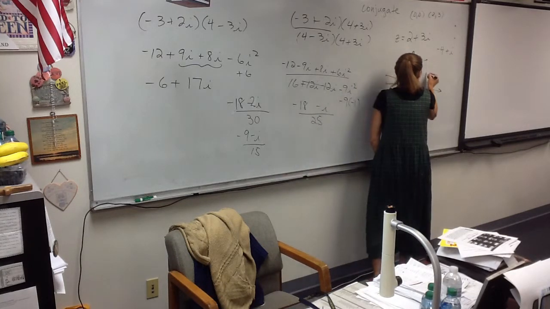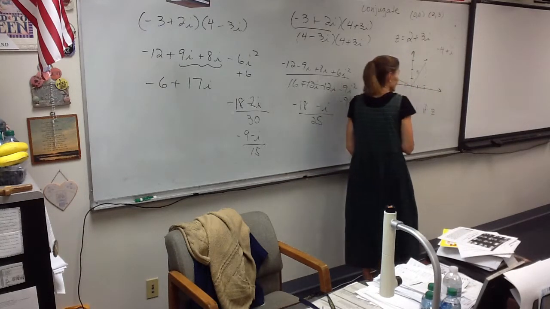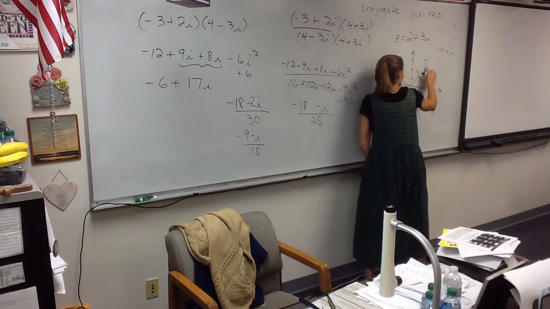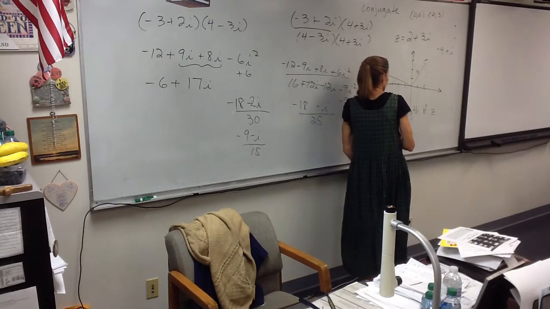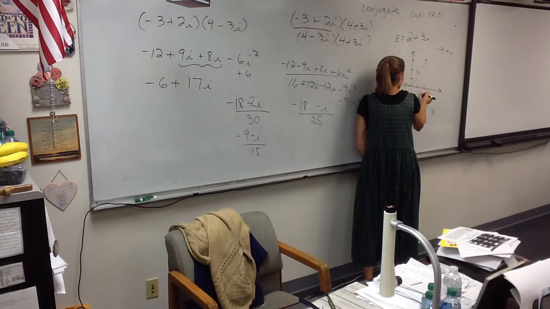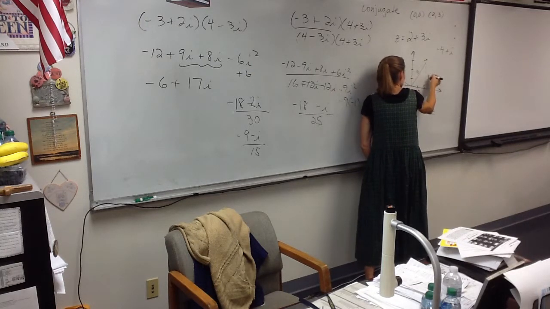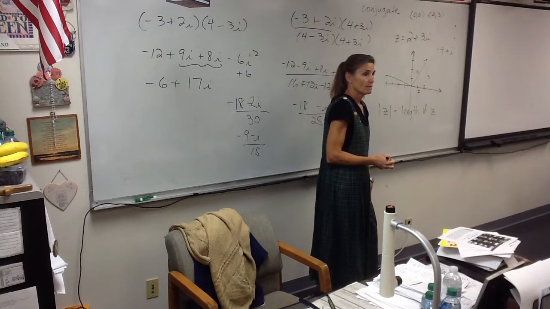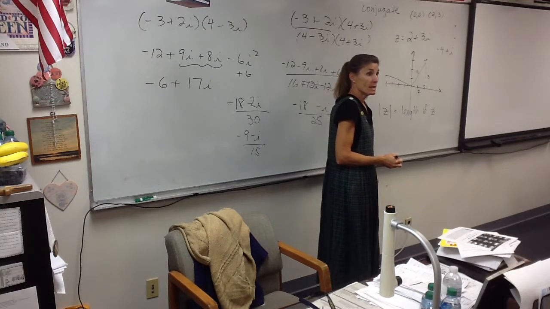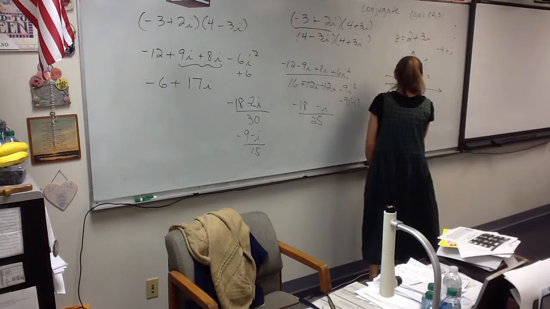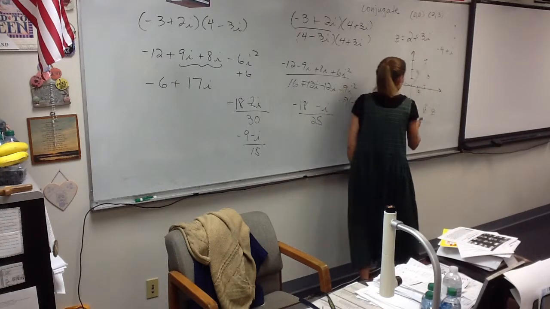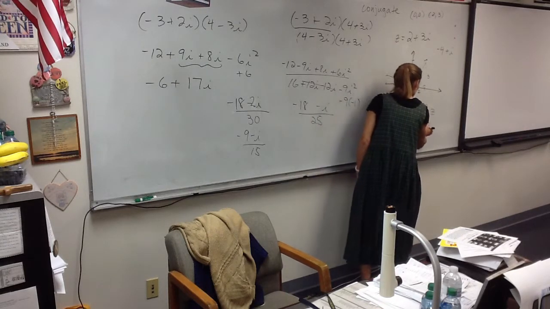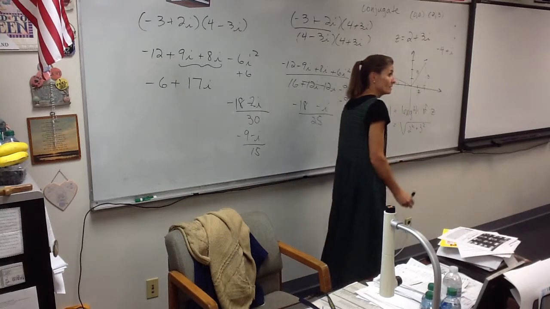How about if I dropped a perpendicular here? What kind of triangle is this? Right. And how long's this side? 2. And how long's that side? 3. What could I do? The Pythagorean Theorem? And in fact, if I did the Pythagorean Theorem, I would have 2 squared plus 3 squared, right?